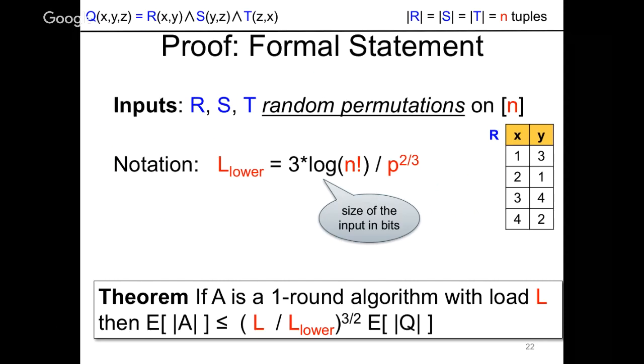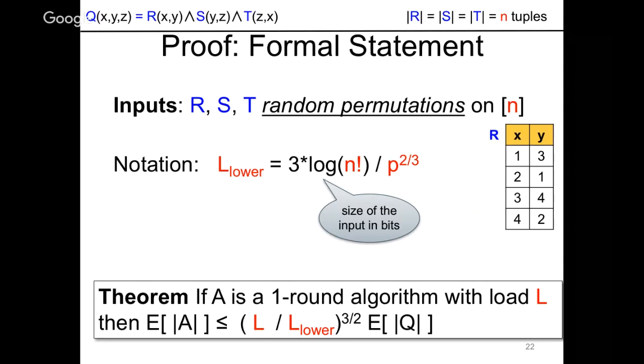Now, the formal statement that we are going to prove is the following. Take any algorithm that is guaranteed to return a subset of the query answer, maybe the entire query answer, maybe just a subset. If this algorithm has a load L, then the expected number of triangles that it can output over all the input permutations R, S, T is only this fraction, L by L lower to the power 3 by 2, of the correct number of expected triangles that the query wants you to return.